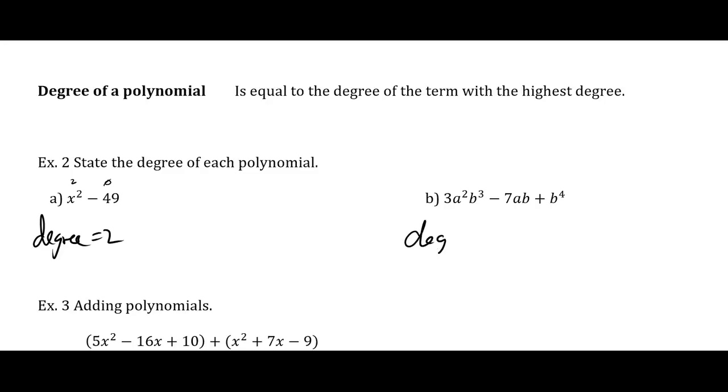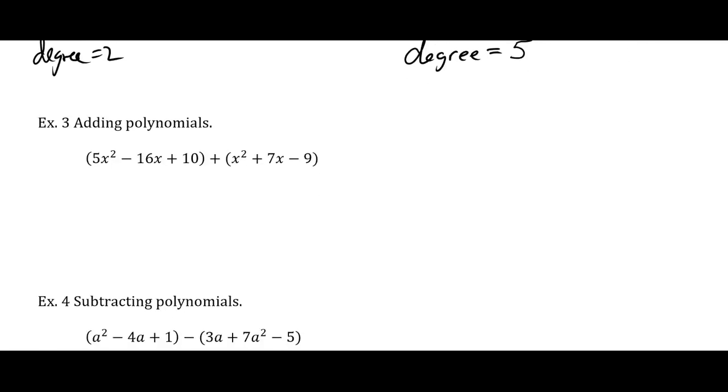But it becomes more interesting when I look at something like this. So this one has a degree of 5, this one has a degree of 2, this one has a degree of 4. I do not add them to get 11. That's not how you find the degree of a polynomial. What I do is I take the largest degree between the three terms, which is 5, and that becomes the degree for the entire polynomial. So the degree of the entire polynomial is 5.